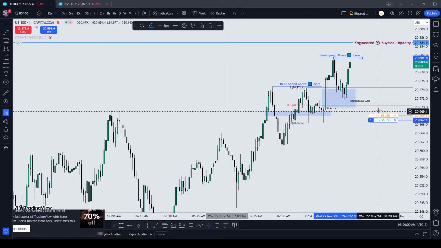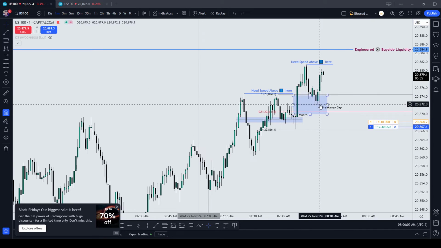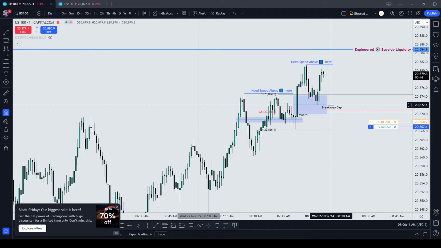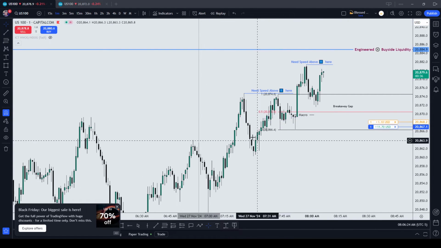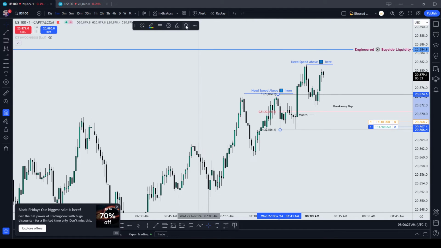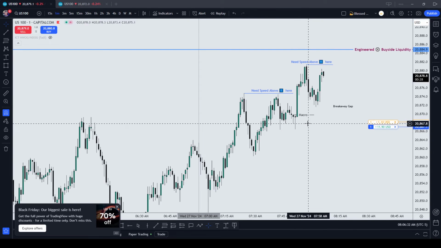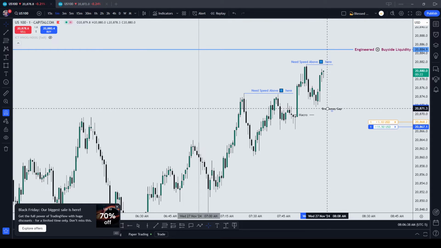So once we get up above here, I'll be trailing my stops just below consequent encroachment of this breakaway gap. So let's remove this. I like to watch a naked chart to get a feel for order flow correctly. Watching this breakaway gap.